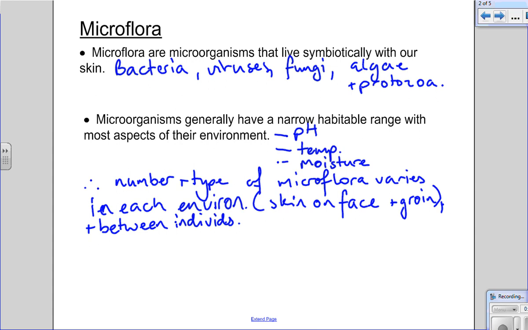Now, if you wanted to know where this comes from, your individual populations are generally established pretty soon after birth. And this is one of the things that can make a difference between, say, a vaginal birth and a cesarean section.